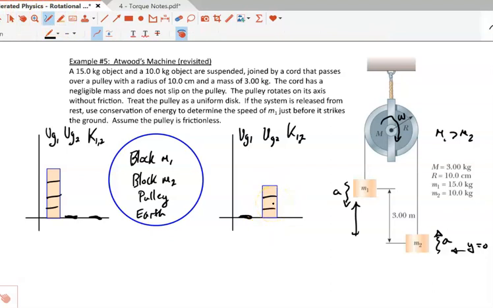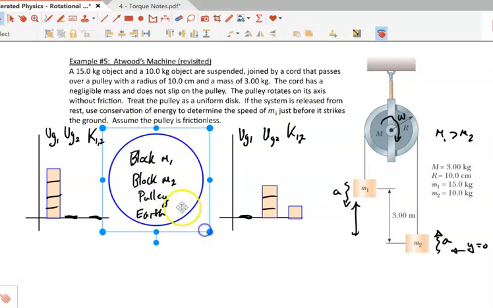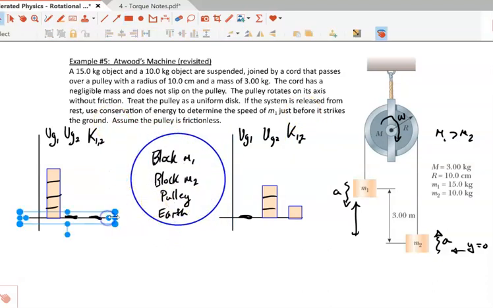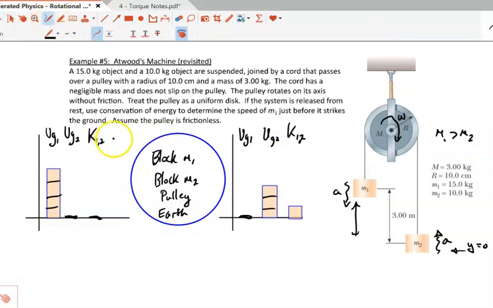And then the rest of the energy must go into kinetic energy, 1/2 mv² of one and 1/2 mv² of the other. But I'm realizing I'm forgetting something, because there are actually two types of kinetic energy. Maybe I can update this picture a little bit. Really, we have to consider there's also rotational energy. So this is kinetic energy K12, and this is the rotational energy of the pulley.